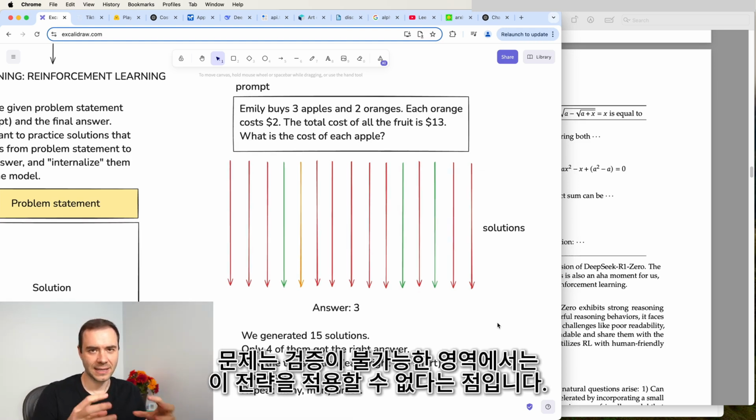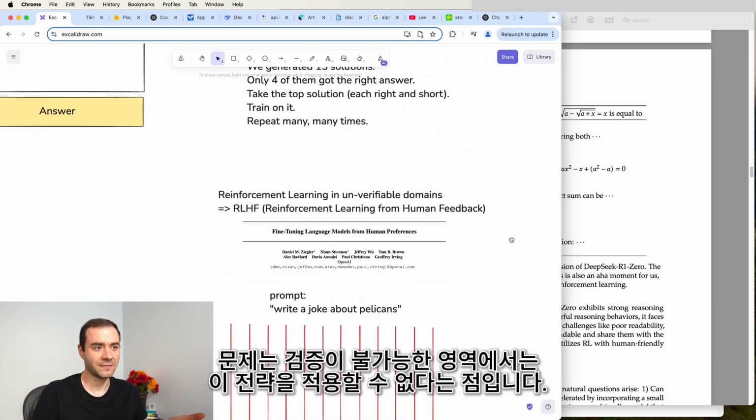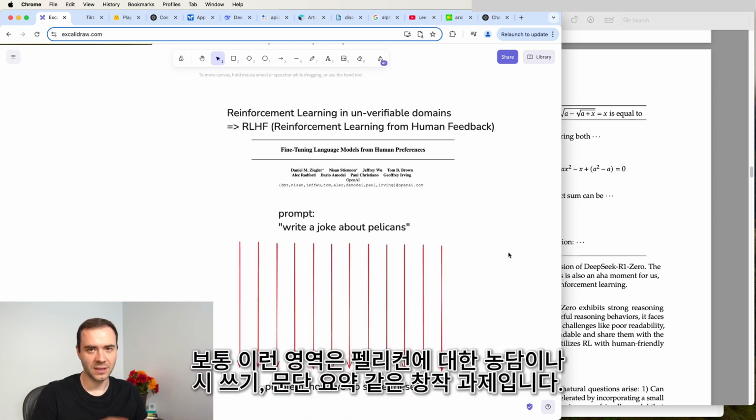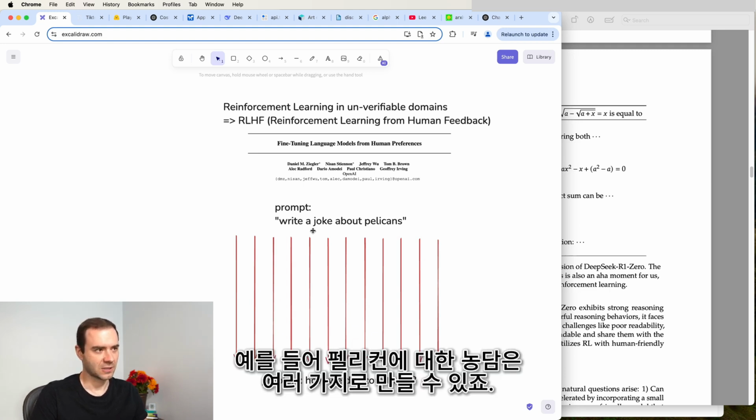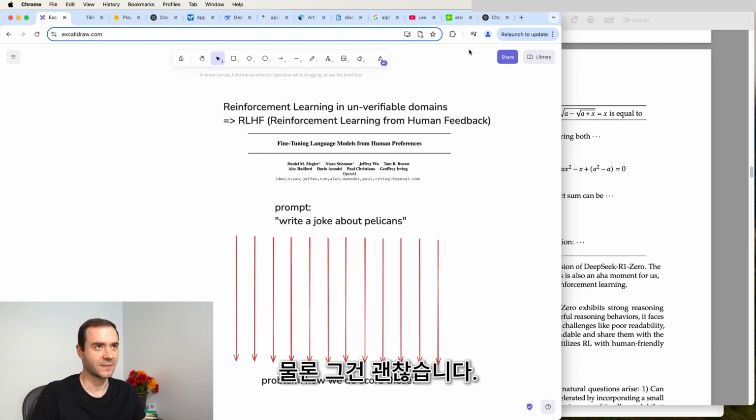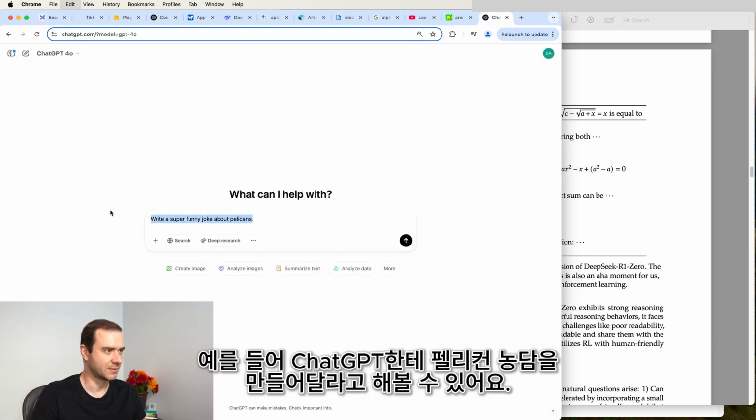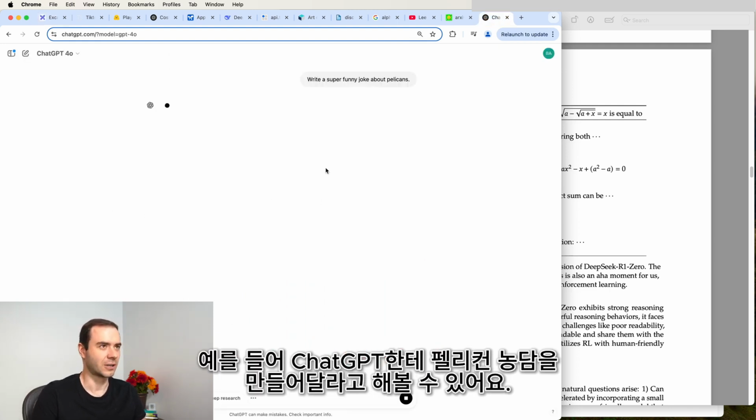The problem is that we can't apply this strategy in what's called unverifiable domains. Usually these are, for example, creative writing tasks like write a joke about pelicans or write a poem or summarize a paragraph or something like that. In these kinds of domains, it becomes harder to score our different solutions to this problem. So for example, writing a joke about pelicans, we can generate lots of different jokes, of course, that's fine. For example, we can go to ChatGPT and we can get it to generate a joke about pelicans.